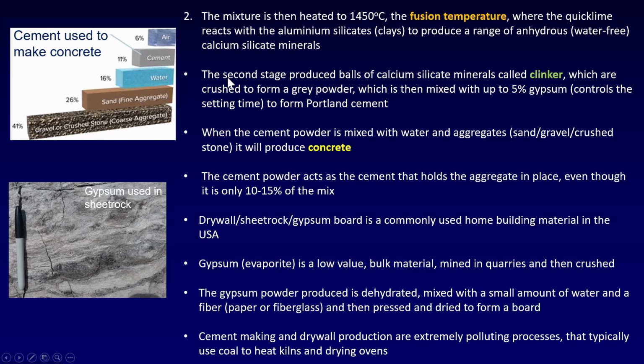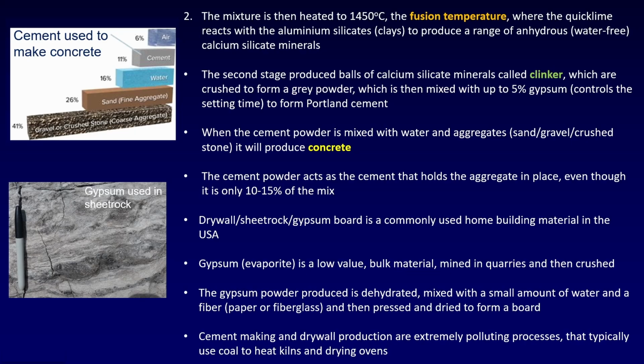So the second stage of the fusion temperature will produce balls of calcium silicate minerals, which are referred to as clinker. This clinker is then crushed to form the grey powder which we call cement. Typically, the powder, which consists of these calcium silicate minerals, will often be mixed with about 5% gypsum. This is because gypsum helps to control the setting time. It helps to stop the cement from setting too quickly.